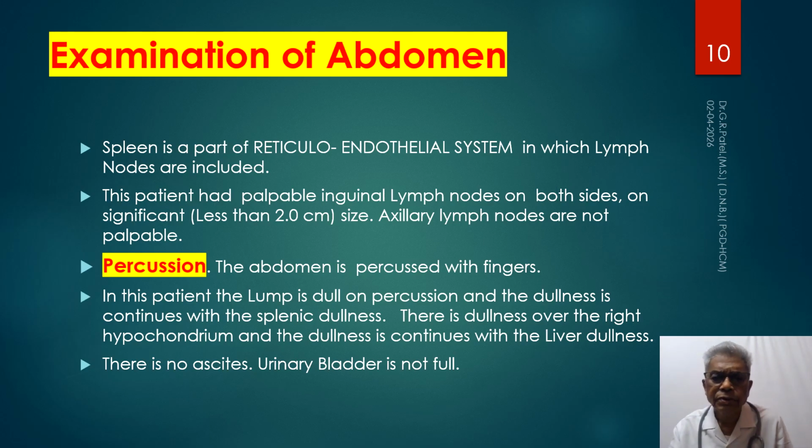Then comes the percussion of the abdomen, done with the fingers. As usual, we are percussing. In this patient, the lump is dull on percussion, and the dullness is continuous with the splenic dullness. There is dullness over the right hypochondrium, and the dullness is continuous with the liver dullness. There is no ascites, urinary bladder is not full.